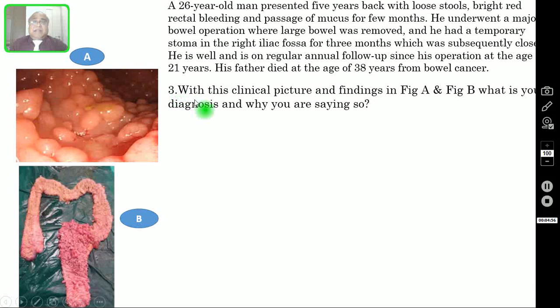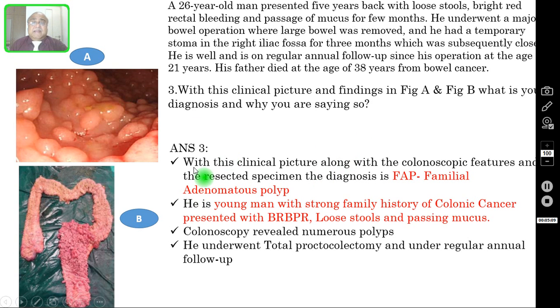Question number 3: with this clinical picture and the findings in figure A and figure B, what is your most probable diagnosis and why are you saying so? The correct answer is, with this clinical picture along with the colonoscopic features and the resected specimen features, the diagnosis is FAP, that is familial adenomatous polyposis.